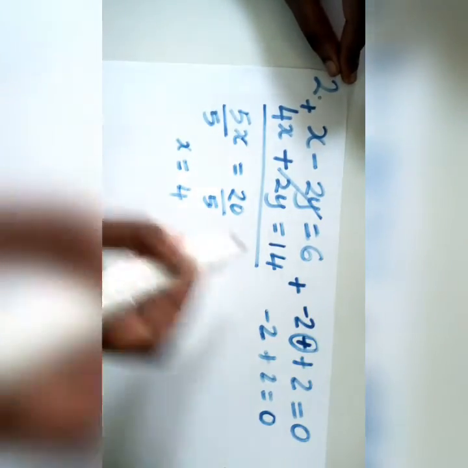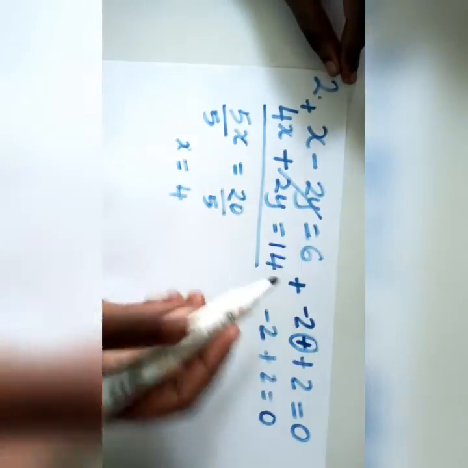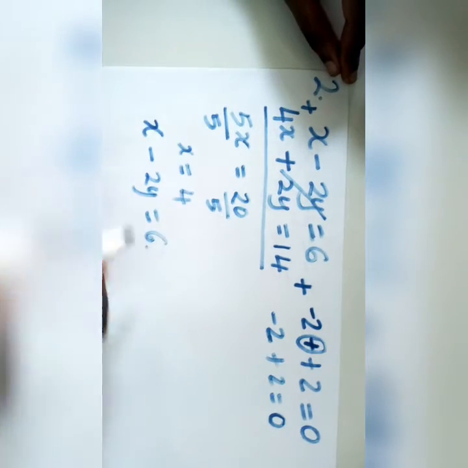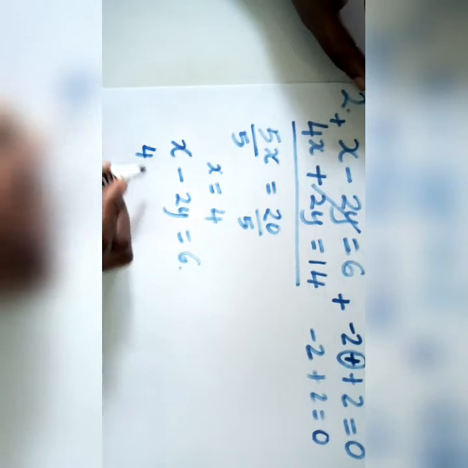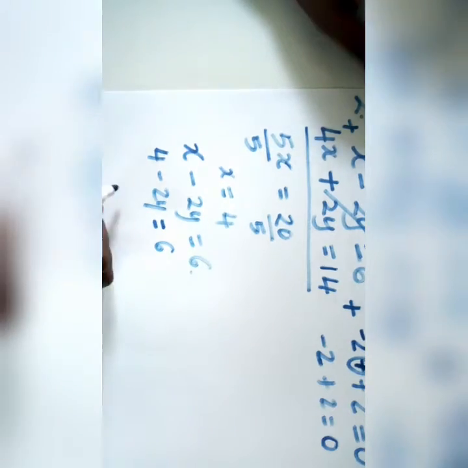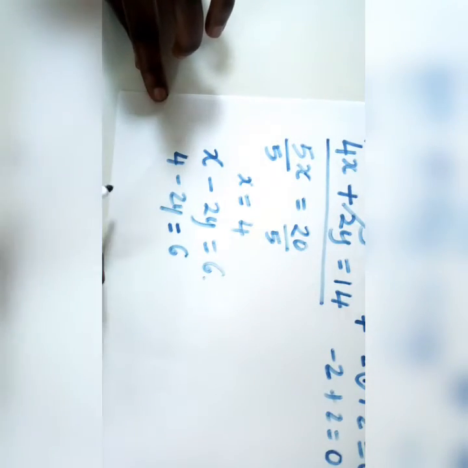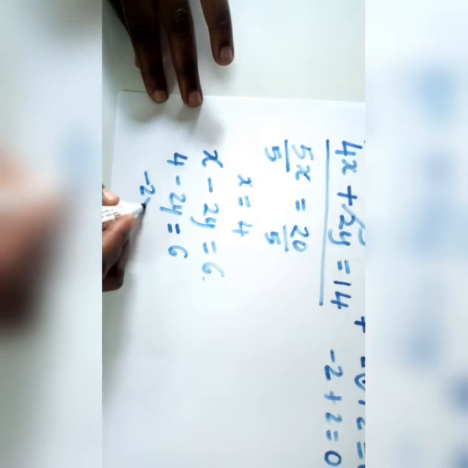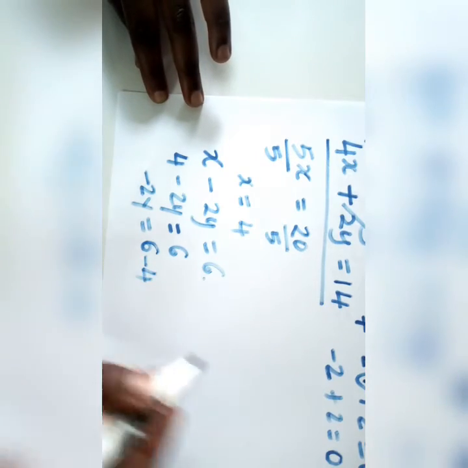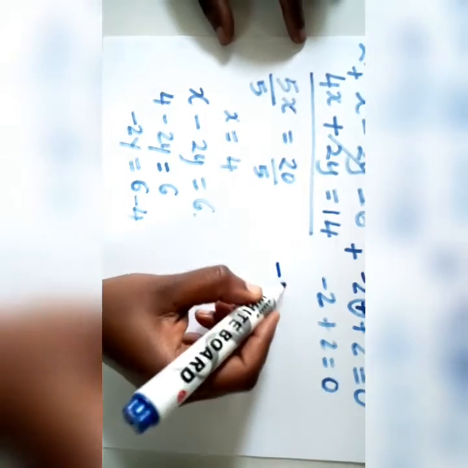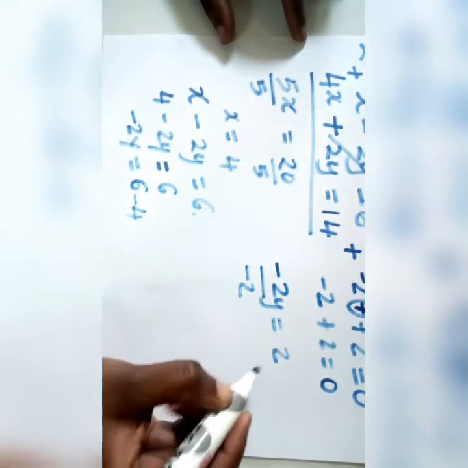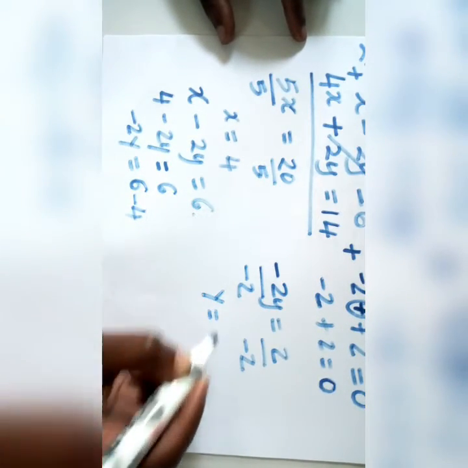Now let's take this one and substitute it in this first equation. So we have x minus 2y equals 6. So our x is 4. So 4 minus 2y equals 6. So we take 4 to the other side of the equal sign. So now we're remaining with minus 2y equals 6. This one will now become minus 4. Okay, we'll continue up here. So we have minus 2y equals 6 minus 4 is 2. We divide on both sides by minus 2. Y equals minus 1.